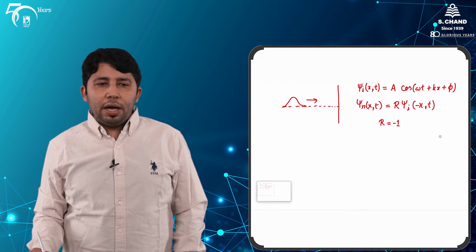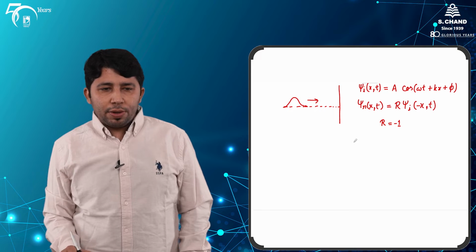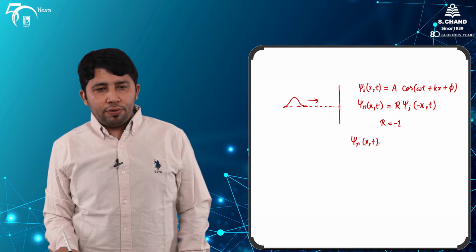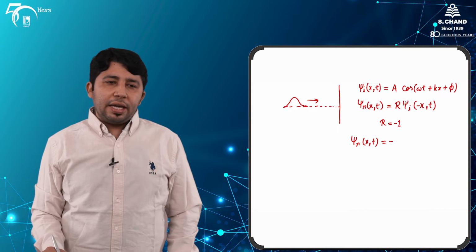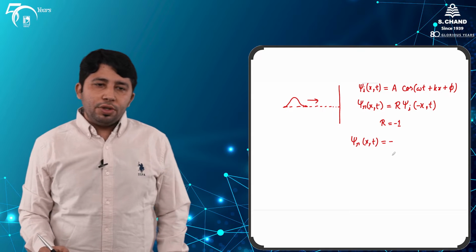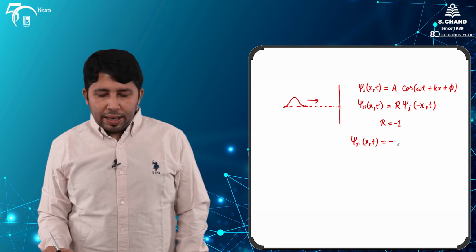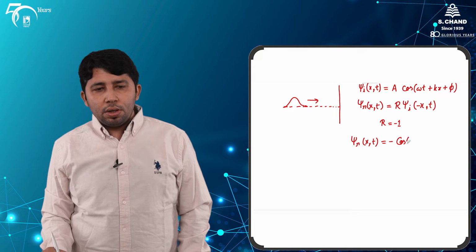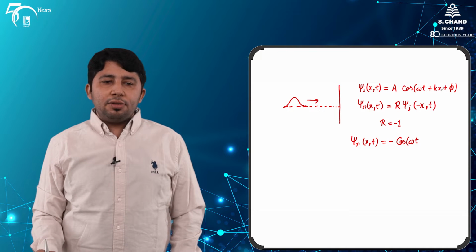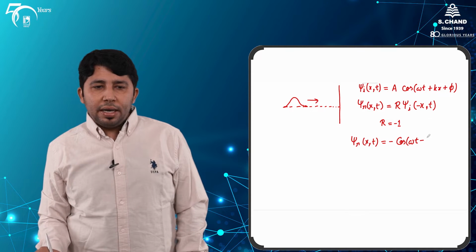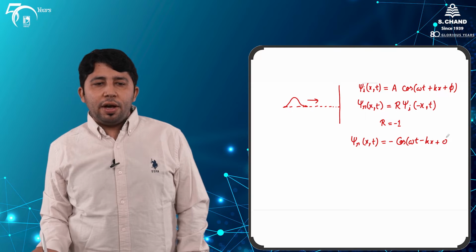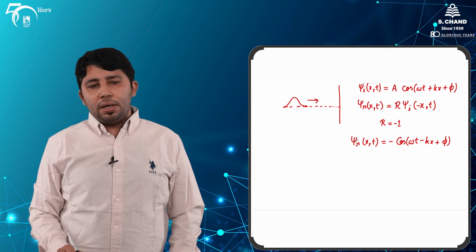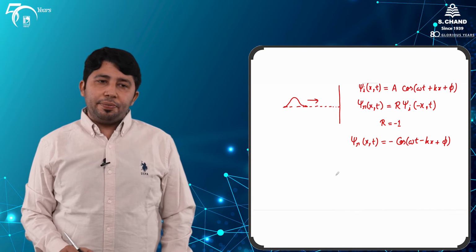Now when we apply these conditions in this expression, the reflected part as a function of x and t is equal to a minus sign, because of the coefficient of reflection, which is minus 1, and then the incident wave expression, cos(omega t minus kx plus phi), where we have changed x to minus x. So yes, this is our expression for the reflected wave.